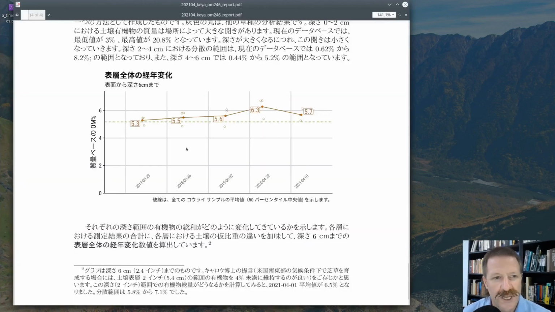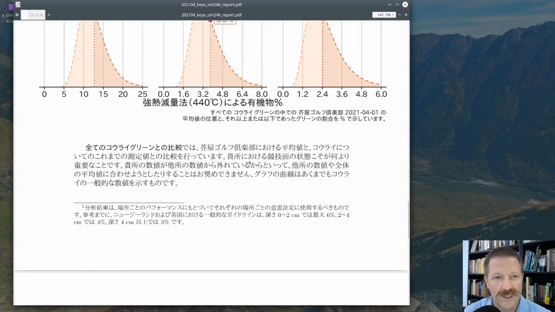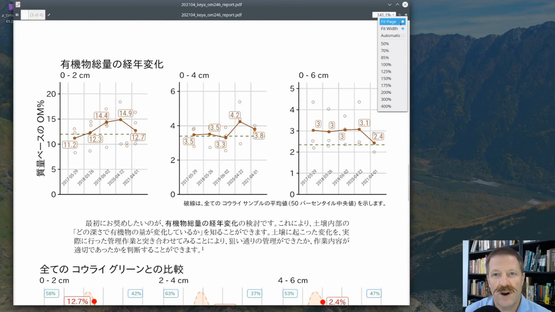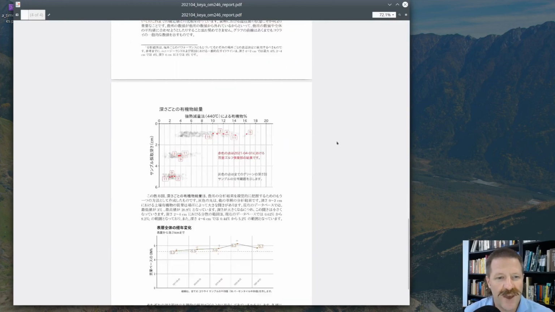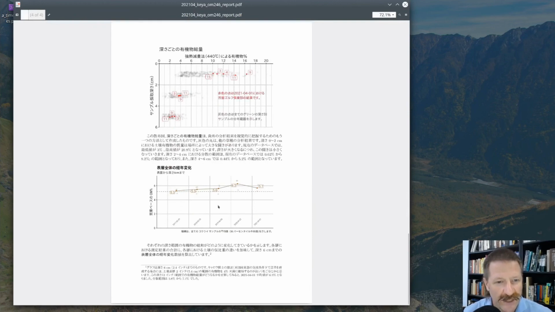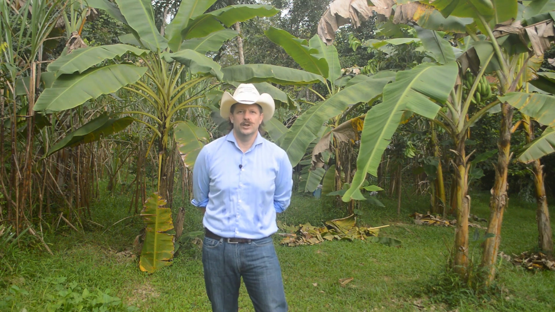So these are the reports. This English report would show these same charts. So I start off by showing the time series at 3 different depths. And that to me is the most important. And then I think it's interesting to look at the comparison to different species. So we do that with these density charts. And then moving on to the next page, we look at a scatter plot, and then we look at the total organic matter over time. And we do that not just for the different depths, but we combine the depths and look at it like that. I hope you found this look at these charts and the OM246 reports useful.